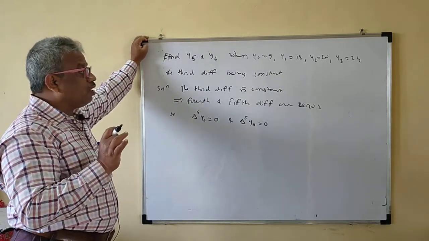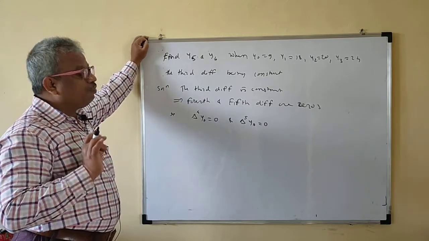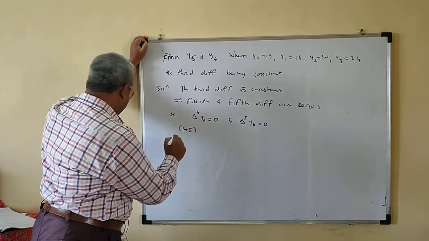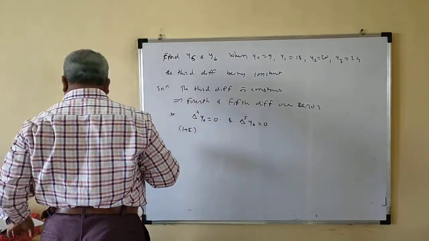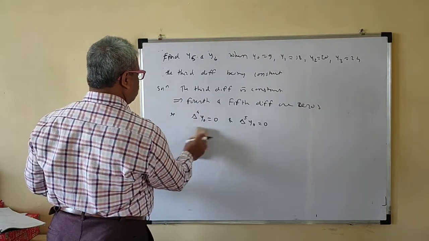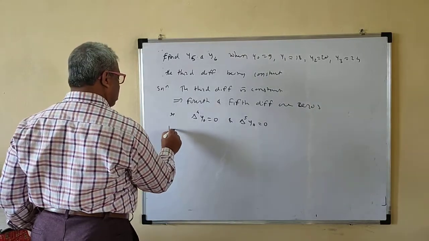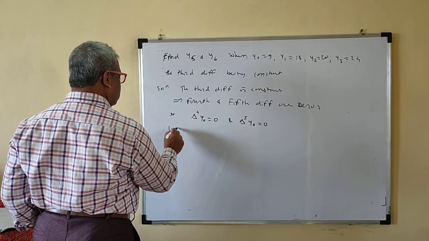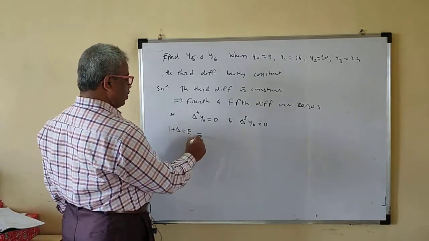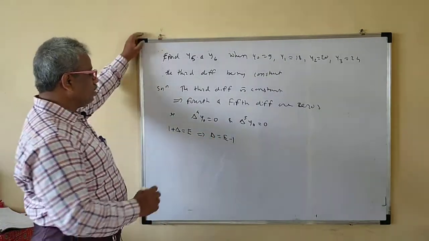This problem may be solved with the help of constructing the table or without constructing the table. So we'll do it without constructing the table. So this is what: 1 plus delta is equal to E. So what is the relation? This implies that delta is equal to E minus 1.